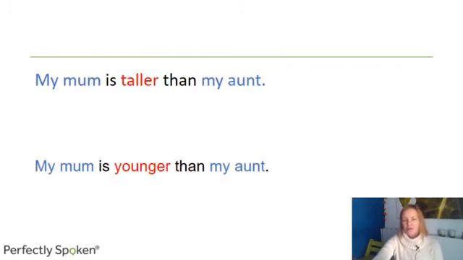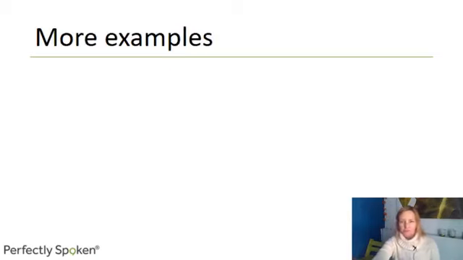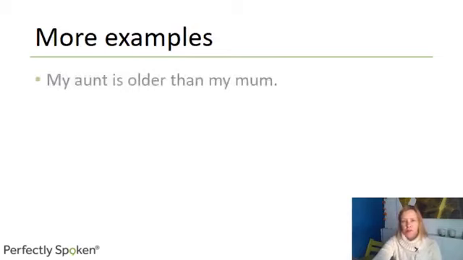And let's look at the grammar. So here, the tall, as you can see, has become taller. Now, taller, what does it mean? It means more tall. We don't say more tall, no. We use the base form of the adjective, and add er. And the same here, young, younger. Tall, taller, young, younger. Okay, let's look at some more examples.